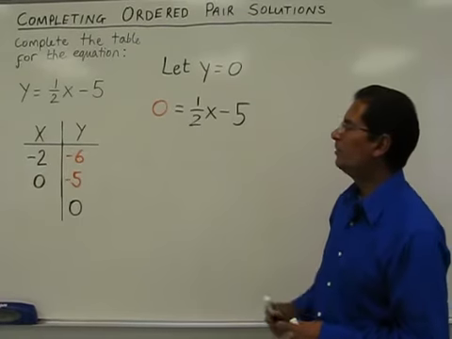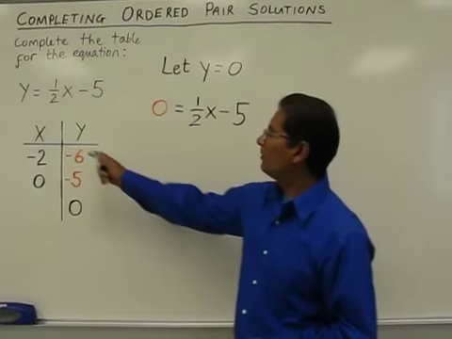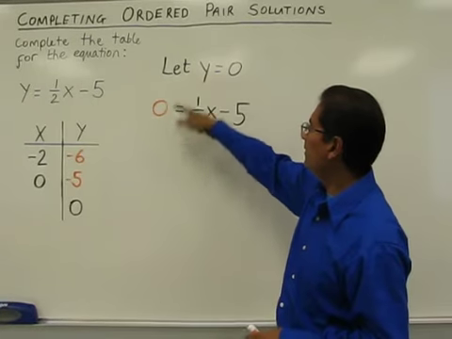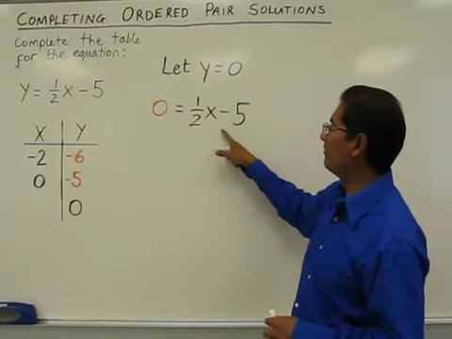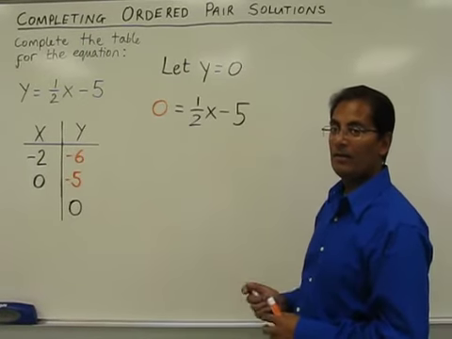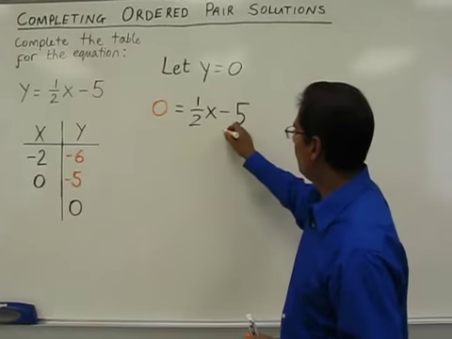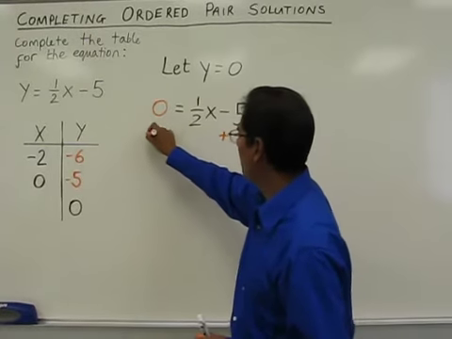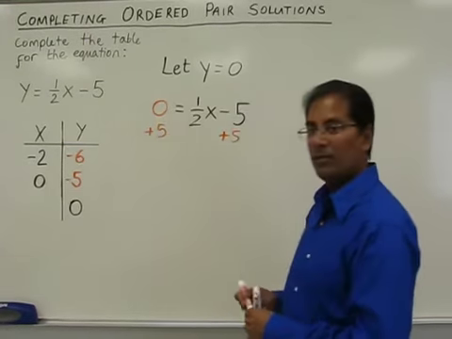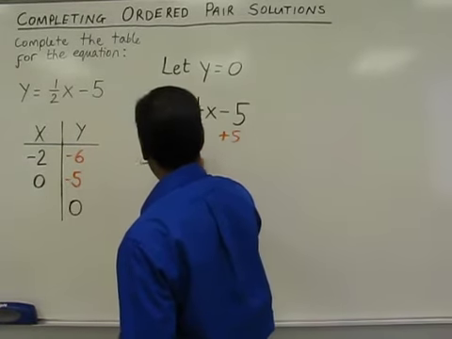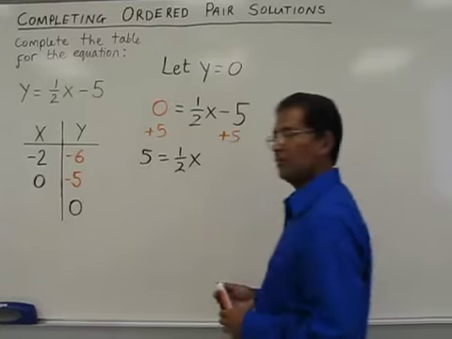Finally, if y is 0, we have to plug 0 in for y. So if we plug 0 in for y, we get 0 equal 1/2 x minus 5. Now we have to figure out x. Well, to solve this equation for x, we need to move the 5 over. I'll add 5 to both sides. So we get 5 equals 1/2 x.